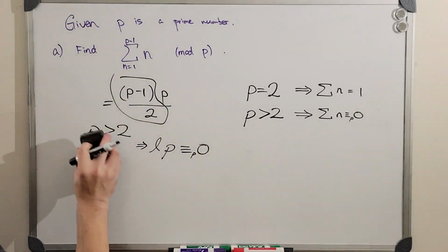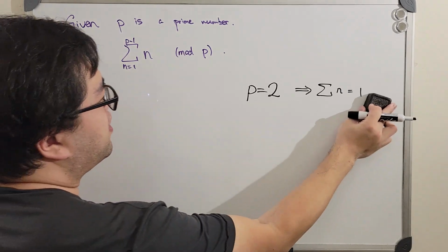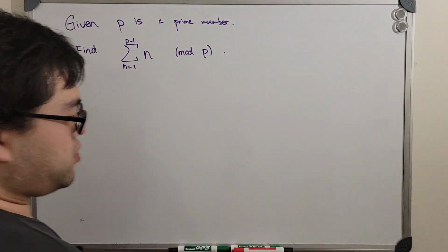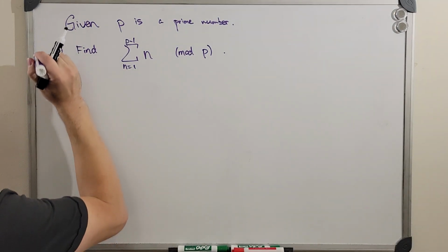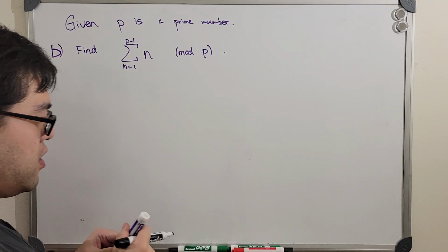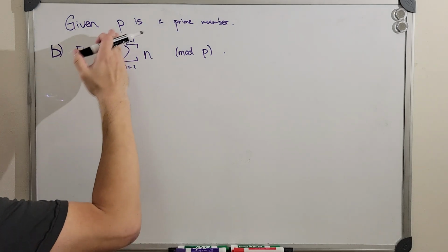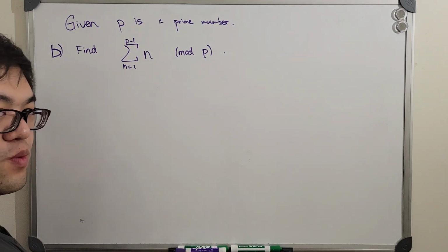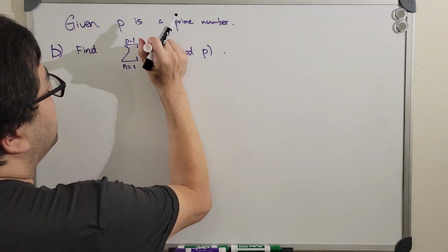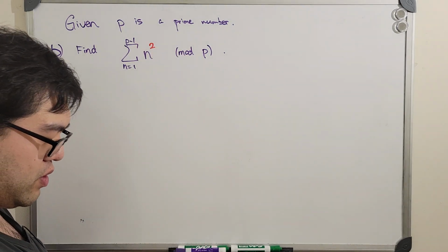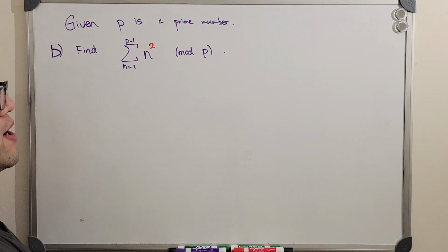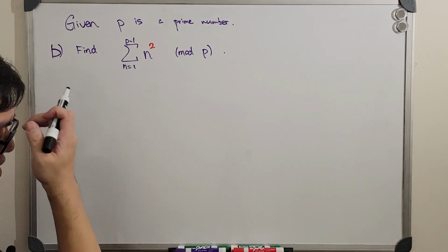Why does this matter? Here comes the second part of the problem. Part B. So part B is to try to find the value of the sum of not the natural numbers up to p minus 1 anymore, but we're going to add the first p minus 1 square terms. So we now raise it to the second power. How is it going to affect us?